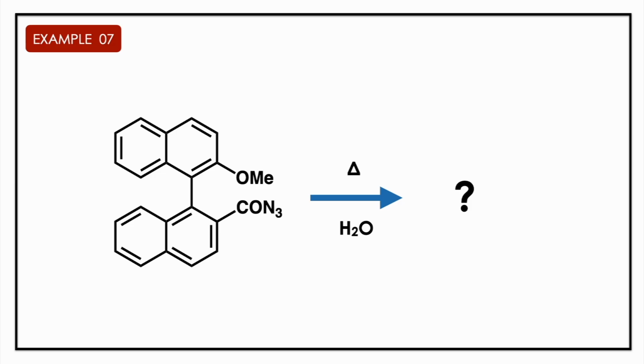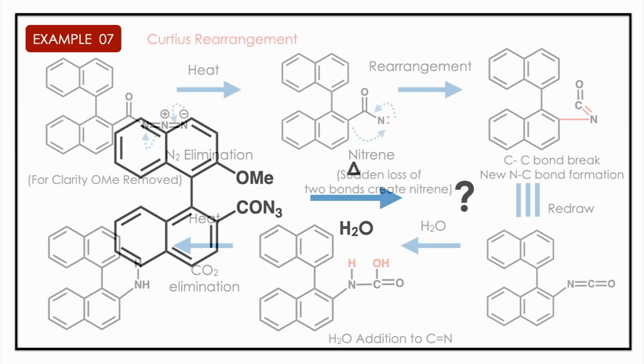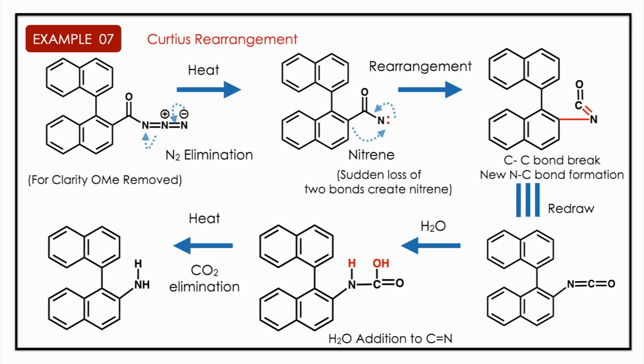Then the next example. Here you have a binaphthyl system. At the beta position you have an acyl azide as well as an O-methyl group. You are heating it up, and you are using water. You should find what will be the final product.